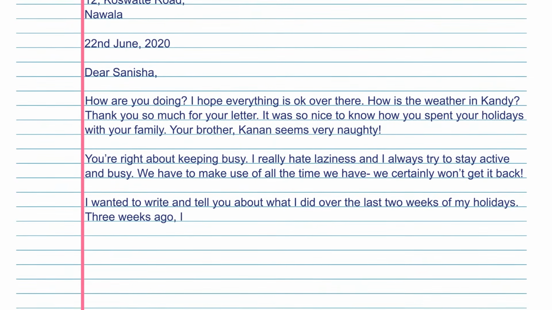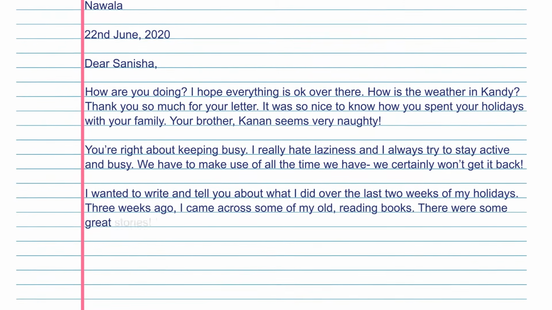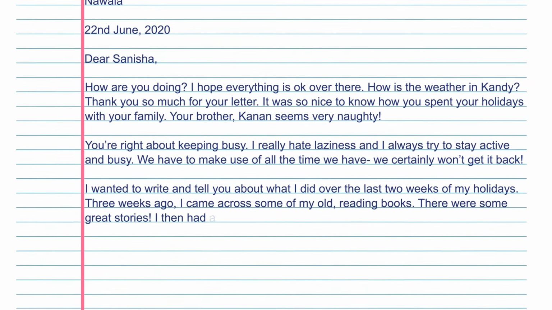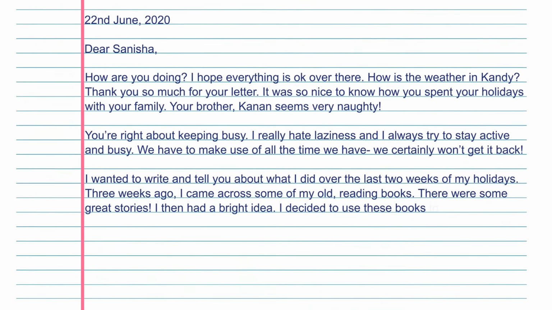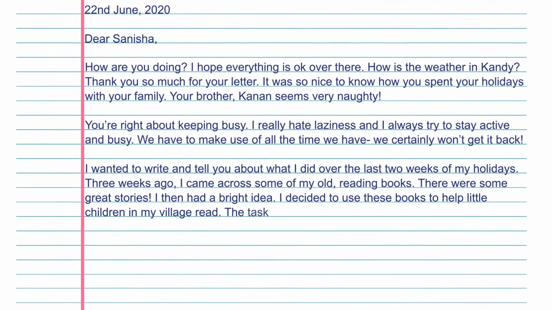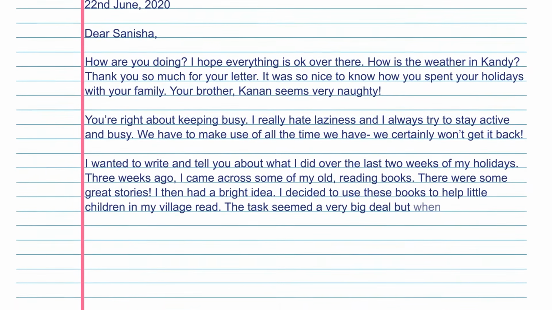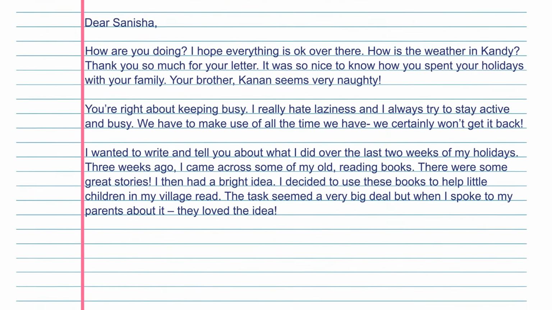3 weeks ago, I came across some of my old reading books. There were some great stories. I then had a bright idea. I decided to use these books to help little children in my village read. The task seemed a very big deal, but when I spoke to my parents about it, they loved the idea.